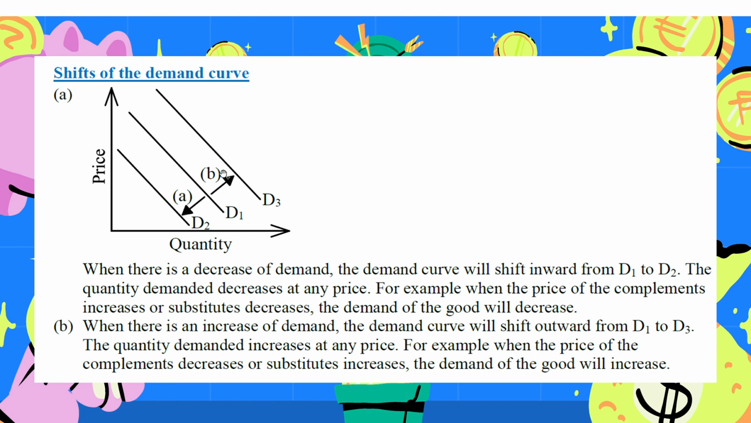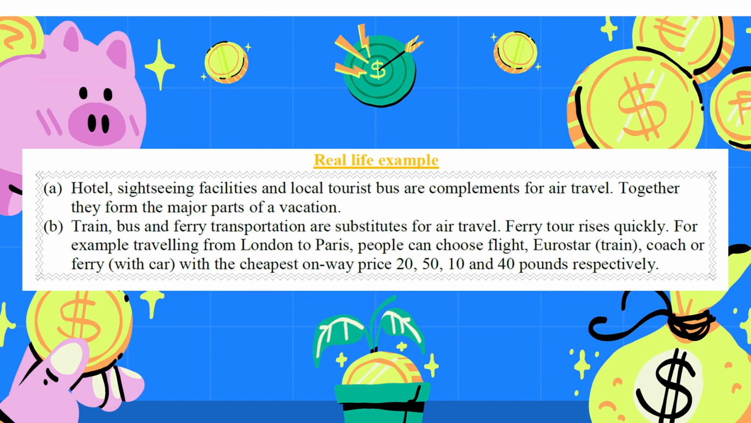So remember, you have to label clearly D1, D2, and D3. Have the arrow clearly shown, decrease in demand or increase in demand. If there are two answers in the same diagram, remember to label them A and B. Presentation is important, but you will learn it bit by bit.